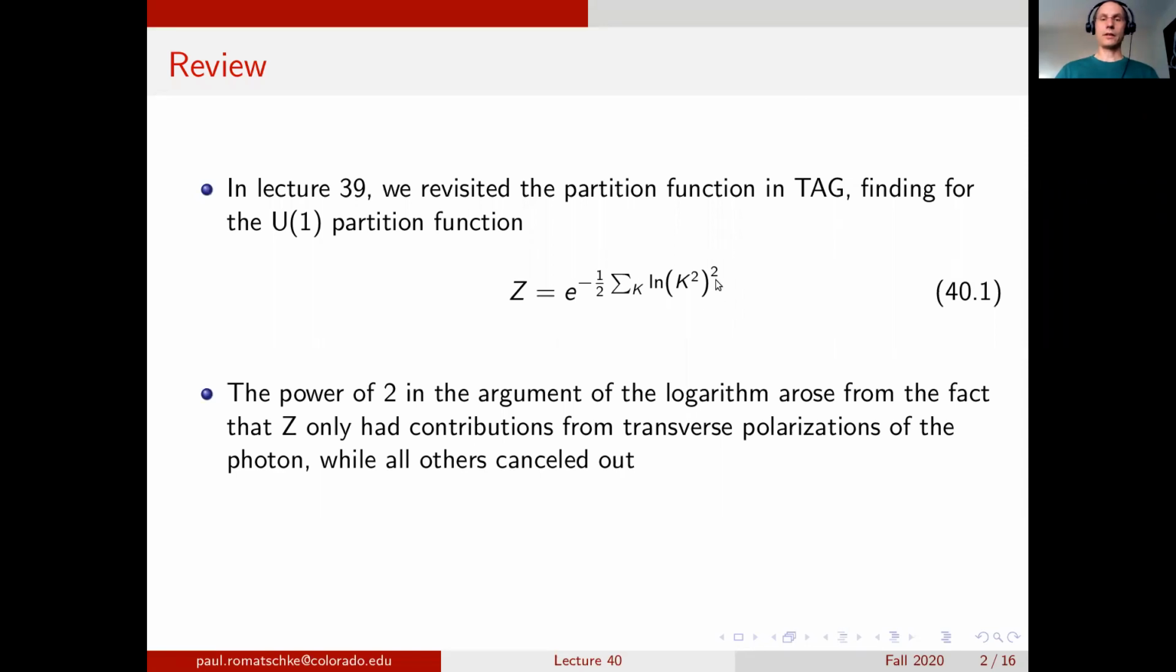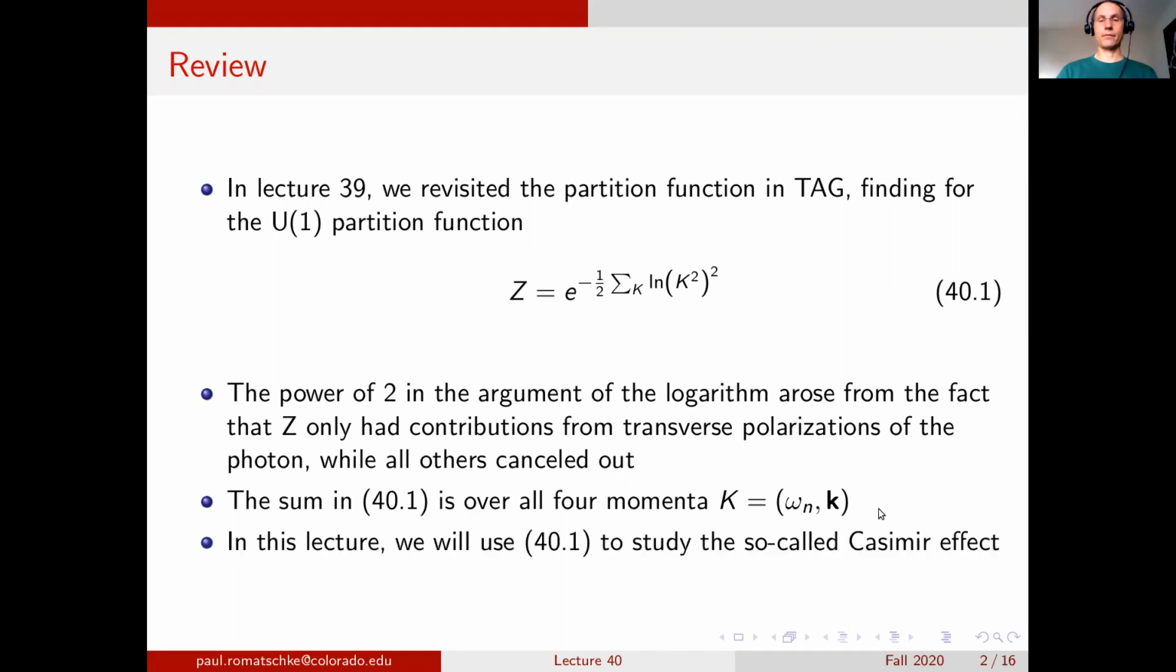The power 2 in the argument of the logarithm was coming from the fact that we had two physical polarizations of the photon that were giving rise to this partition function, which is a physical observable. The other two polarizations were canceling out. The sum in the exponent of the partition function is over all Euclidean four momenta, omega n, and spatial wave vector k. In this lecture, we will use this expression for the partition function to study the Casimir effect.